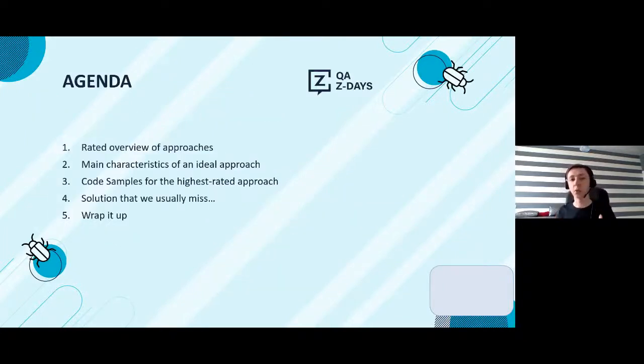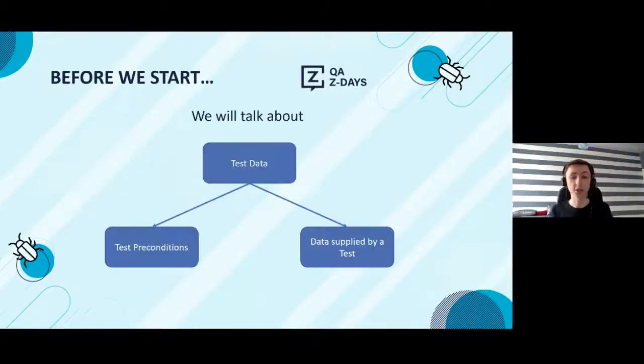First of all, we'll go through my own rating of test data management approaches. And finally, we'll try to extract the main characteristics of an ideal approach. But that won't be the end. We'll also go through code samples of the highest rated approach, in my opinion, and we'll discuss some solutions that we usually miss. But before we start, let me give you a bit of context about what we'll be talking about.